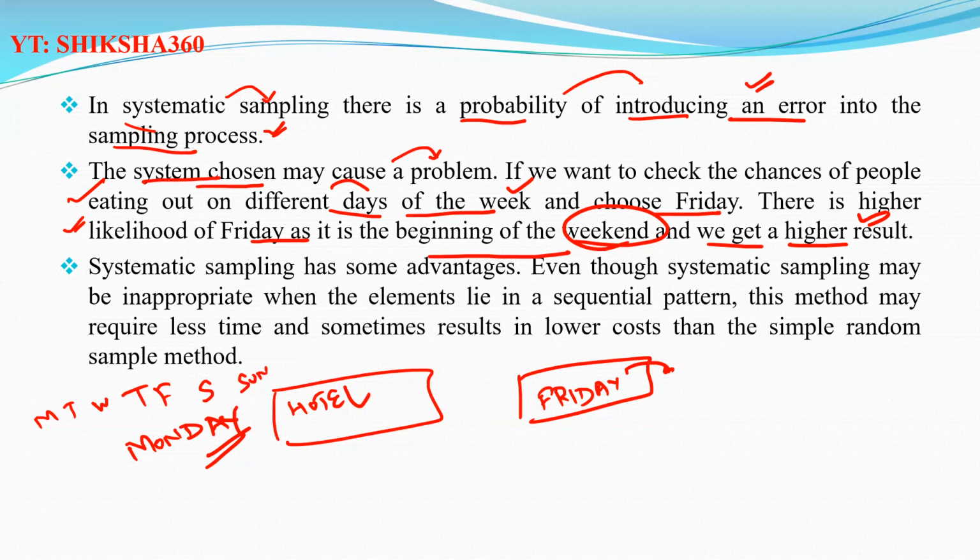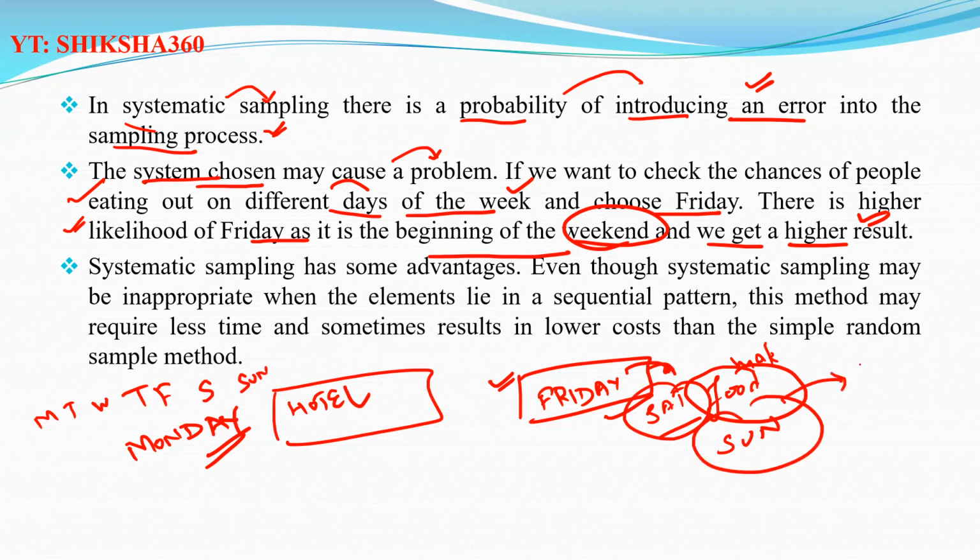How does it produce an error here? If we choose Friday, there are more persons visiting the hotel, so we will make more food accordingly, as on Saturday and Sunday there are also more persons, because many have a holiday. If we go with the same trend on Monday, it creates a problem. Why? Because fewer people will visit the hotel on Monday. So in systematic sampling there is a probability of introducing an error into the sampling process.